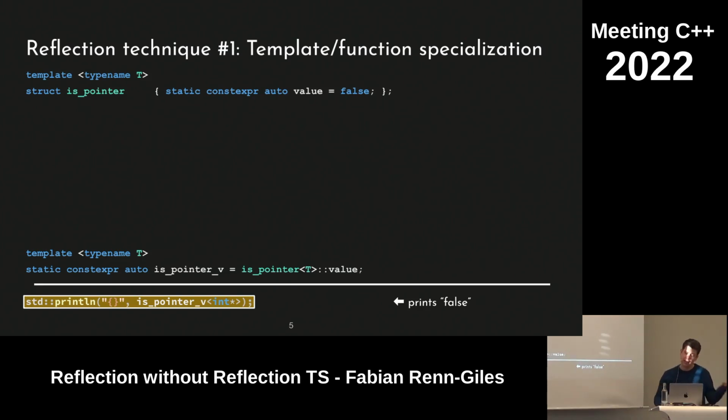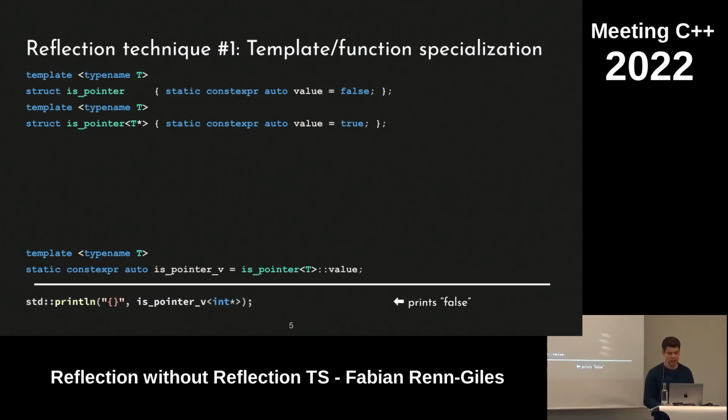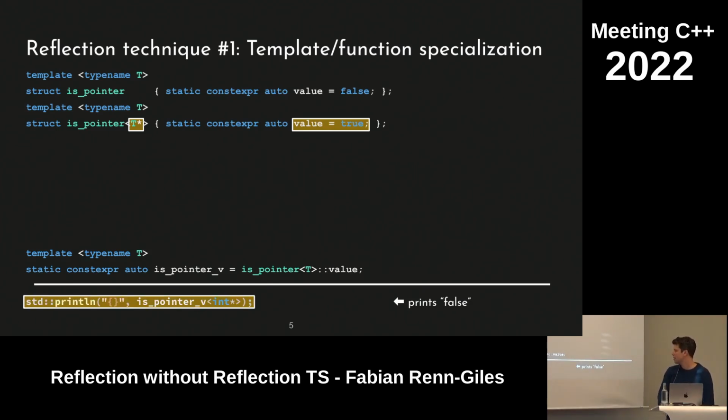But now I add a template specialization of this struct, and I tell the compiler to consider this struct if the type matches that pattern, right? So that's super, super easy. Now it will consider this struct, and the value will be true if it matches that pattern. So if I look down here, that int star matches that pattern, so this prints true now.